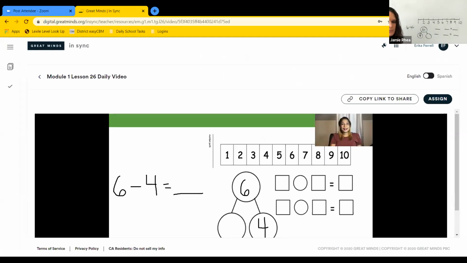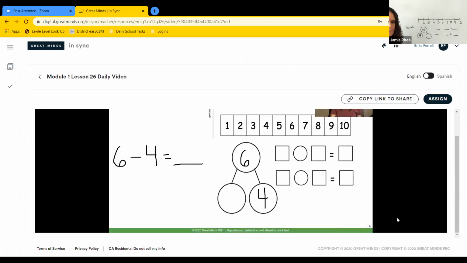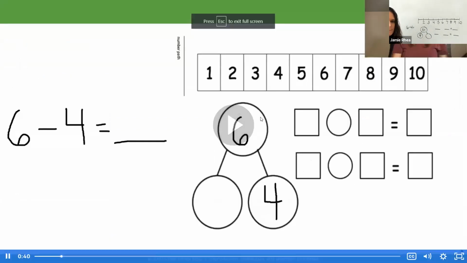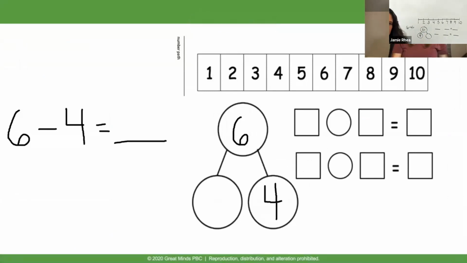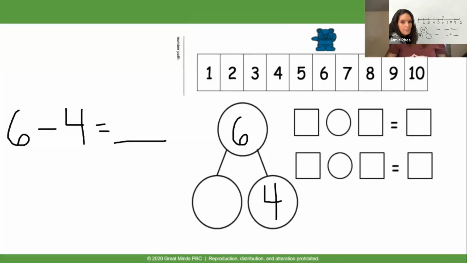Uh-oh, sorry guys. Let me make that bigger. All right, let's try that again. Let's solve 6 minus 4 using the giant number pad. Okay. What is the whole? The whole is 6. So I'm going to find my 6 on my number pad. You can use your fingers or bar counters to move along the number line path.